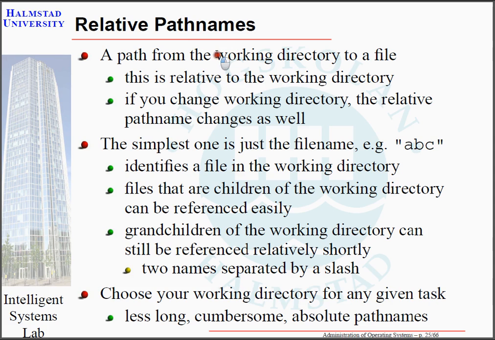This is a path, again, from the working directory to a particular file, so it depends on the working directory. If you change the working directory, the relative path name will change as well. You can think of it in two different ways. The same path name will now lead to a different file, or if you want to reach the same file, you need a different path name. The simplest of the relative path names is just the file name. If you have just ABCD, this indicates a file called ABCD in the working directory.